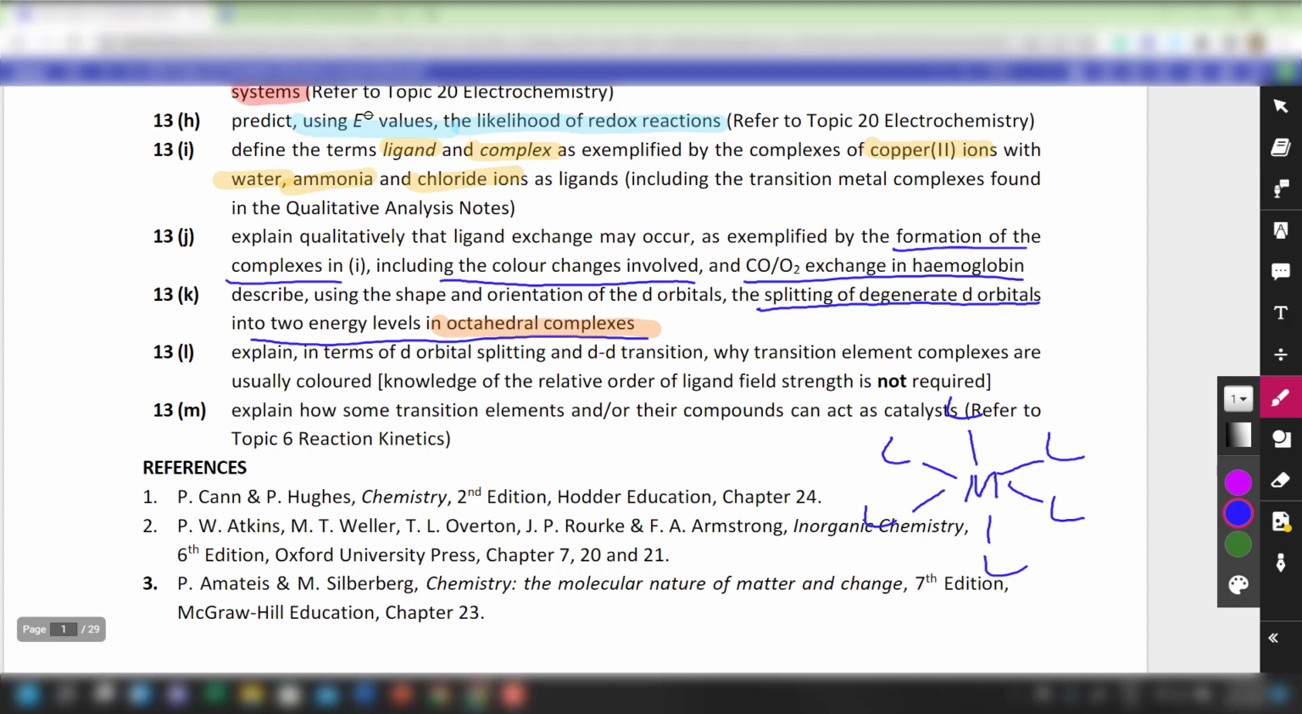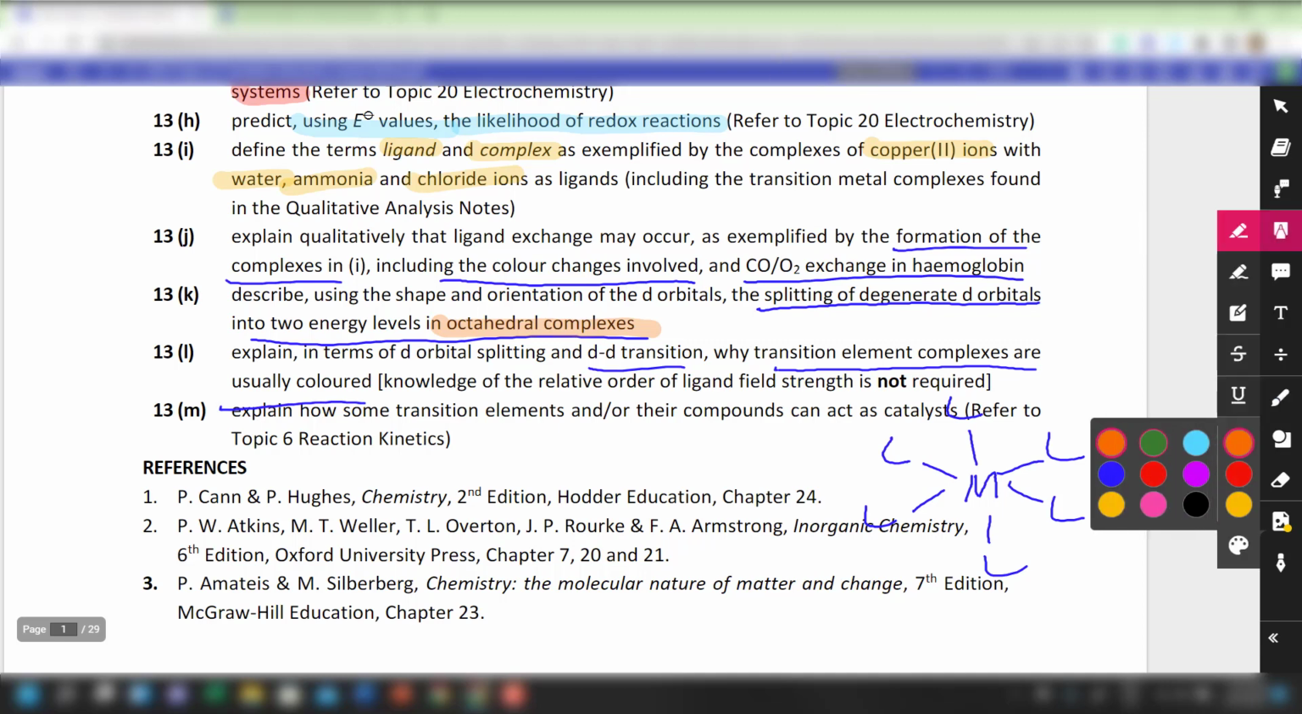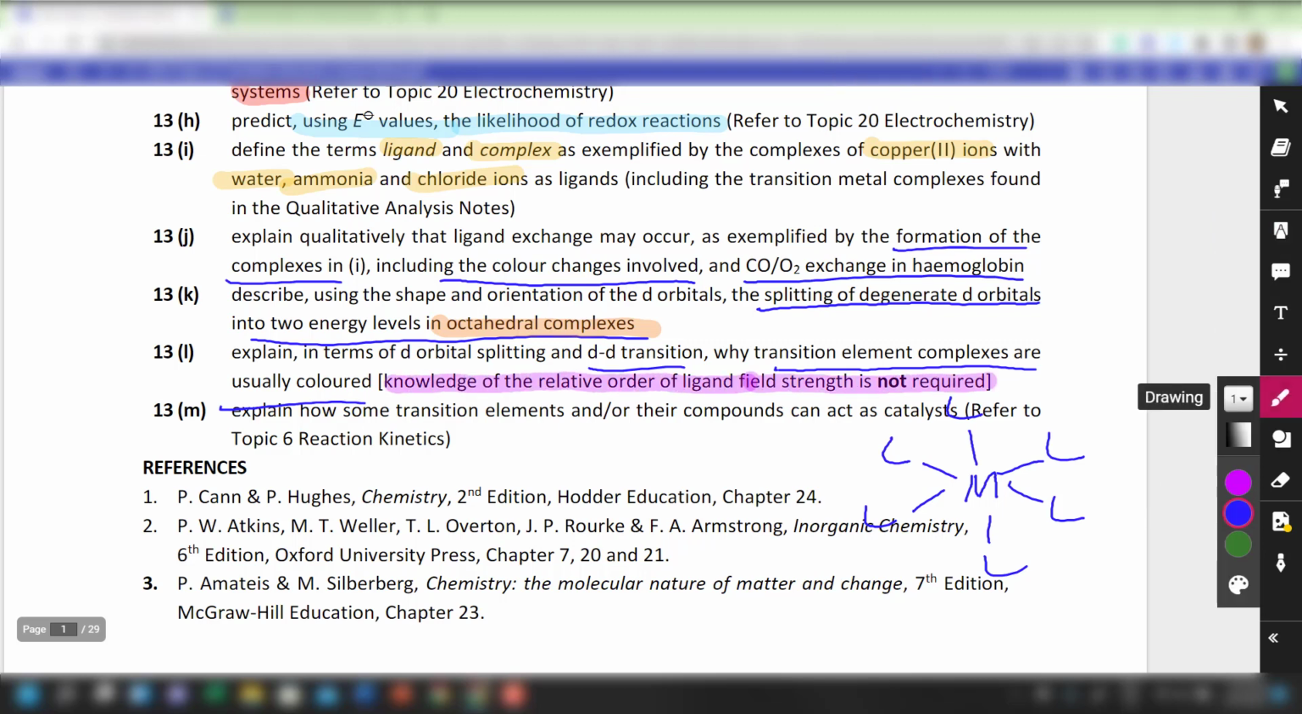13L, explain in terms of d orbital splitting and d-d transition why transition element complexes are usually colored. Okay, do take note of the parts which are not in your syllabus. Knowledge of the relative order of ligand strength is not required, although sometimes in a data response question we might give you the strength of ligand and then ask you to predict, based on the color observed, what you think is the strength of the ligand. Okay, and then for 13M, explain how some transition elements and/or their compounds can act as catalysts. Yeah, so we have covered this briefly under reaction kinetics.